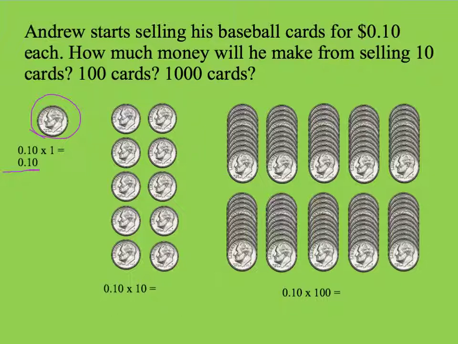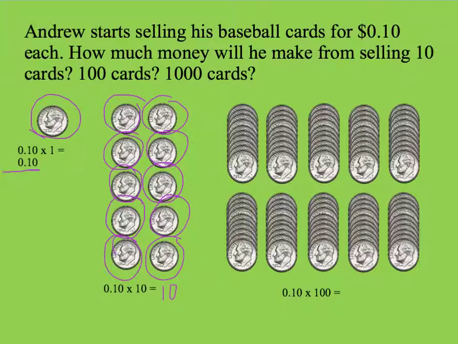We could count these dimes in the middle column. We have 10, 20, 30, 40, 50, 60, 70, 80, 90, 100. We would have 100 cents if we had 10 dimes. And we know that 100 cents is equal to $1. That's something we learned a long time ago when talking about money. So if he sold 10 cards, he would have $1.